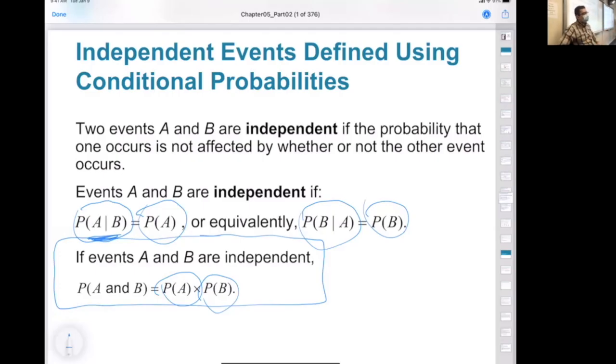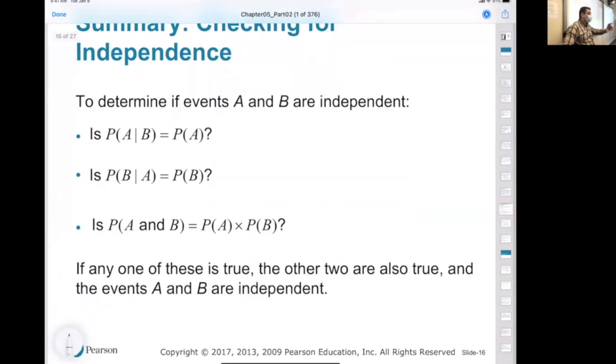That means these are independent events when we have something like that. Okay? Or this is our test. To determine if events A and B are independent, you have three things to check. If the probability of A given B is equal to the probability of A. If the probability of B given A is equal to the probability of B. Or if the probability of A and B is equal to the probability of A times the probability of B. If one of them is true, the others are true, so A and B are independent. If one of them is false, then A and B are not independent events.